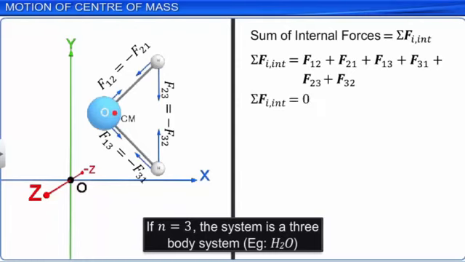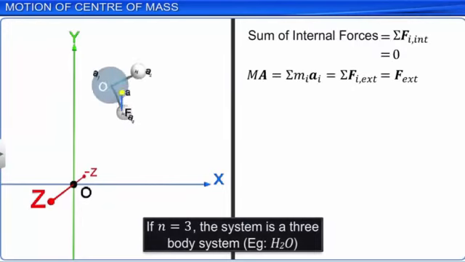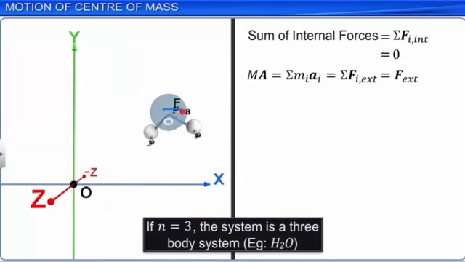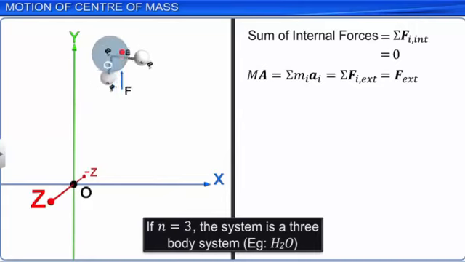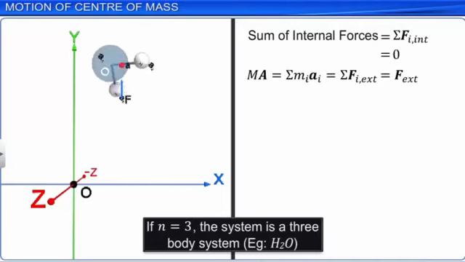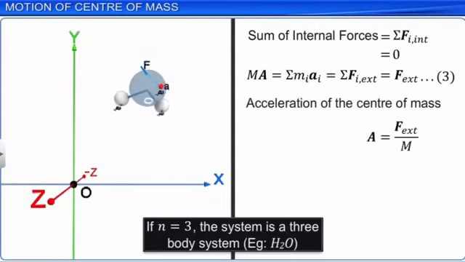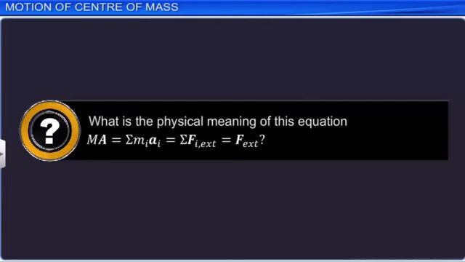Hence, Ma is equal to sigma miai, is equal to sigma Fi external, and is also equal to F external. Let this be equation 3. So, the acceleration of the center of mass a is equal to F external by m. What is the physical meaning of this equation?